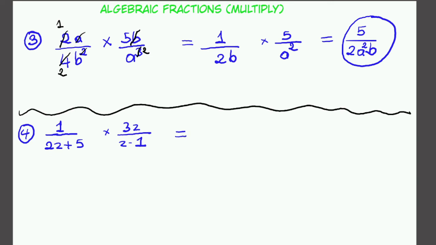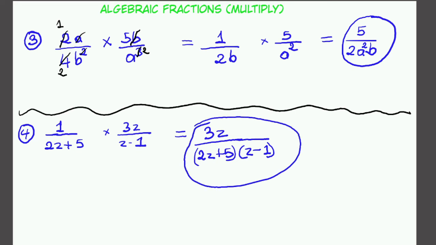So 1 times 3z gives us 3z, and 2z plus 5 times z minus 1 gives us simply 2z plus 5 multiplied by z minus 1 in brackets, and we don't need to distribute the brackets. This right here is our final answer.